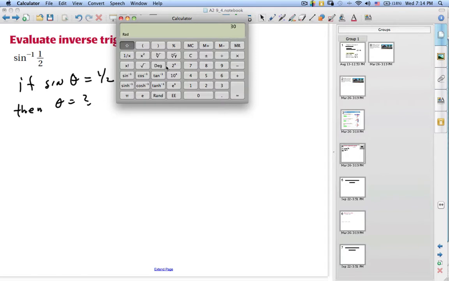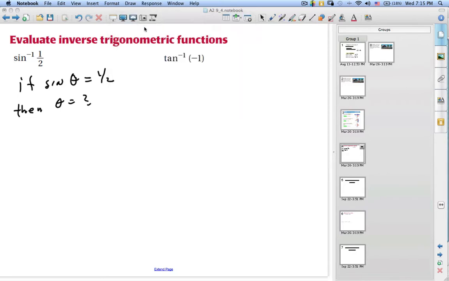If I wanted to change it into radians, I can turn my radians on and off here. So if we go 0.5 inverse sine in radians, interesting, right? Never mind. Take that out.